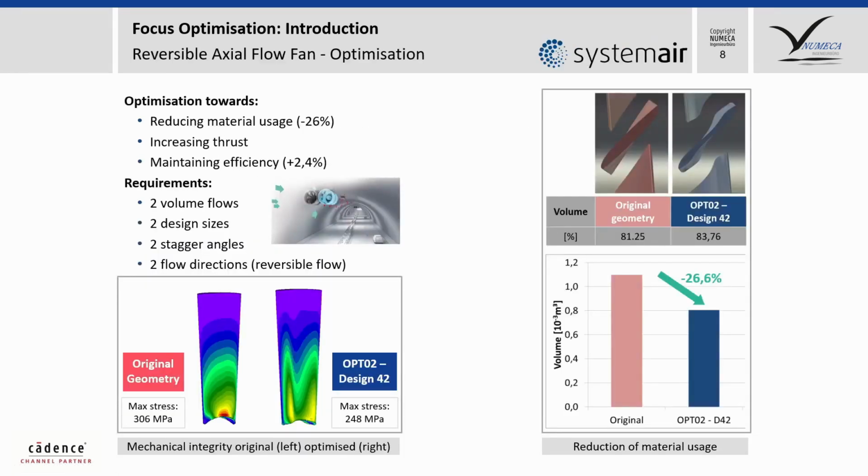Another case is shown here. We have an axial flow fan with a reversible flow, so it should operate in 2 directions. And the main goal here was to reduce the material usage by increasing thrust and maintaining efficiency. The outcome was that with the optimal design we could reduce the maximum stresses and also reduce the material usage by more than 26%. So I hope with the 3 small examples, I could show you how nice it is to have an optimizer running on your specific case.